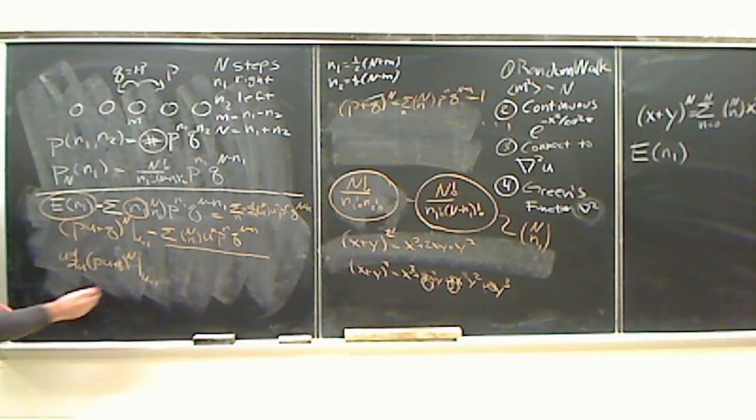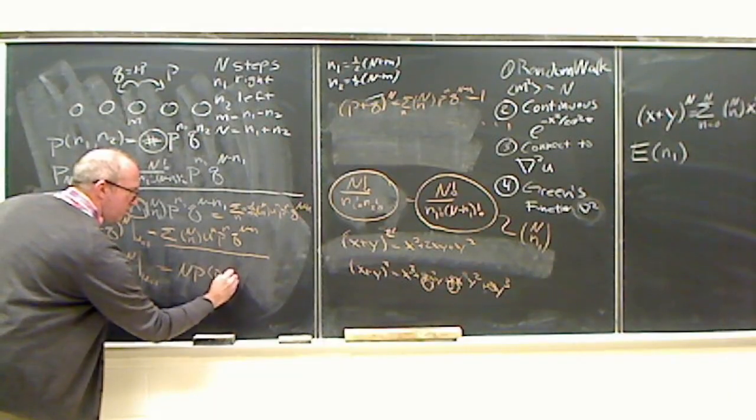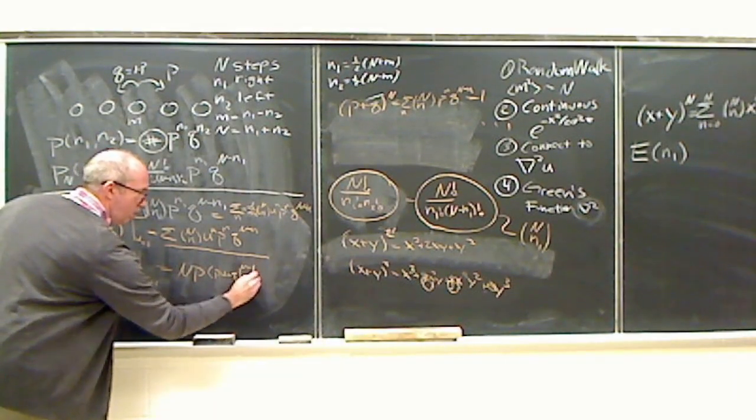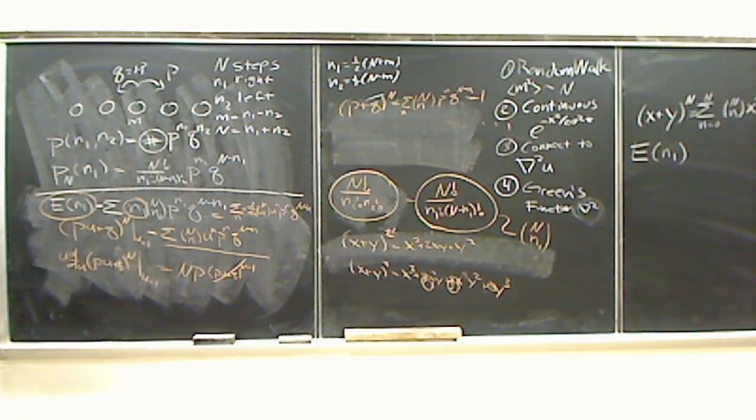So when I take d by du of this thing, it just brings down an n, and you get a p. So this is just equal to n times p times (pu plus q) to the n minus 1, but I know that that's 1 because u is 1 and p plus q is also 1. So the expectation value of n is equal to n times p.